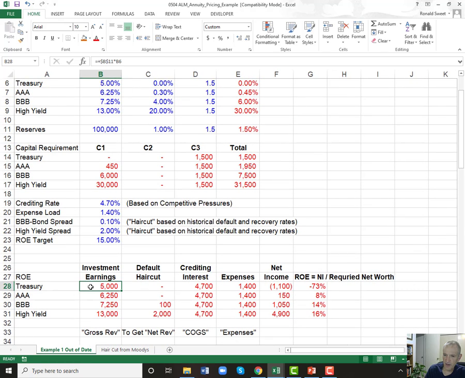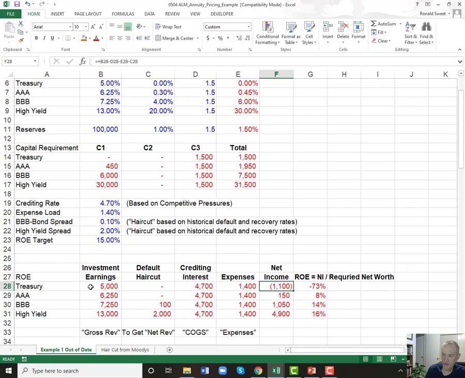So the Treasury, you have $100,000 and the Treasury makes you 5%, so you got 5% in revenue, no haircut because it's not going to default. You're paying 4.7%. That's our crediting rate. You notice that's the same all the way down. Our expenses are 1.4%. That's all the way down. So $100,000 times 1.4%. So our net income is just our investment earnings minus everything else, minus the haircut, minus the credit rate, minus expenses.